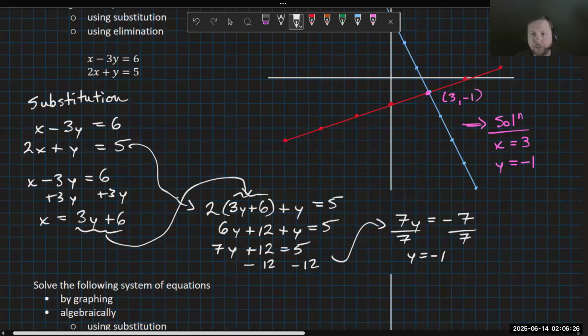Okay, so there's one of my solutions. Next, into this equation, I can drop that value of y I just found.